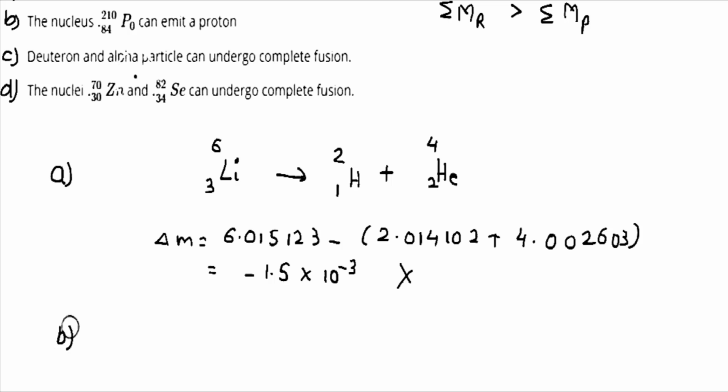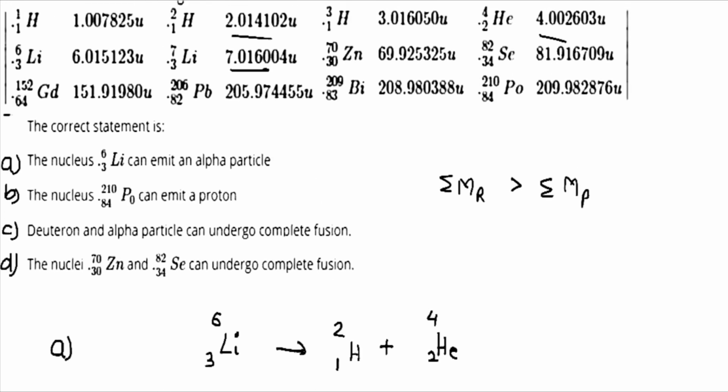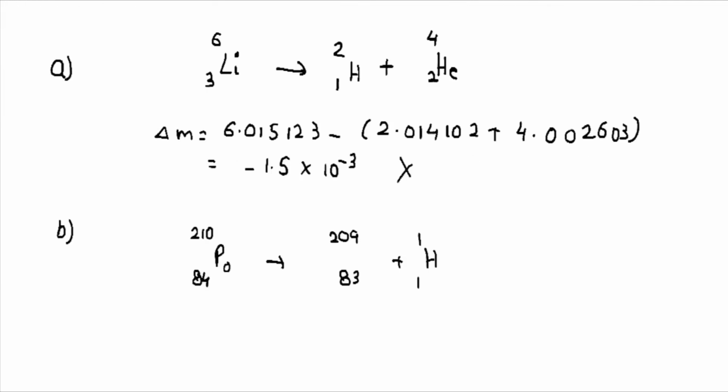Now, if we check option B, it is given that this can emit a proton. So first of all, we write the equation. This is polonium 210, 84. Now our proton would be just 1H1. If we subtract, 210 minus 1 is 209, and 84 minus 1 is 83. Now 209, 83 corresponds to Bi. So this would be our Bi.